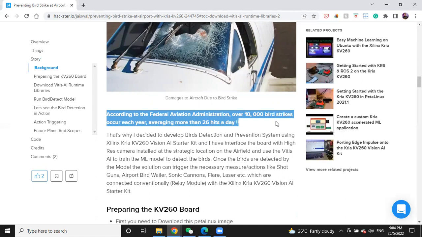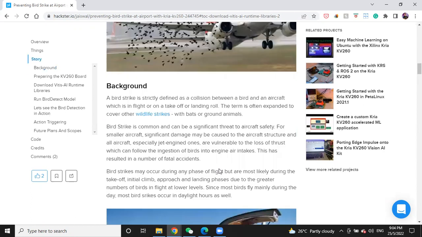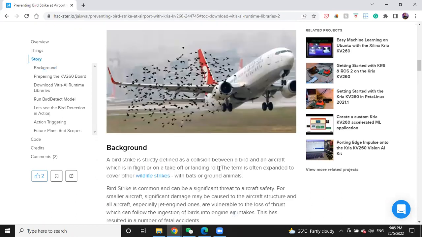So you can imagine, 26 hits happening every day, every year, across like 24,000 airports across the globe. So it can happen with any aircraft or airport. You never know. Yes, that's why it makes sense that you can deploy this project across the major airports.